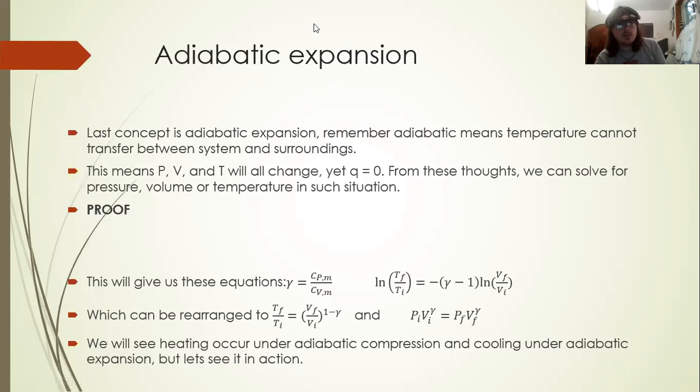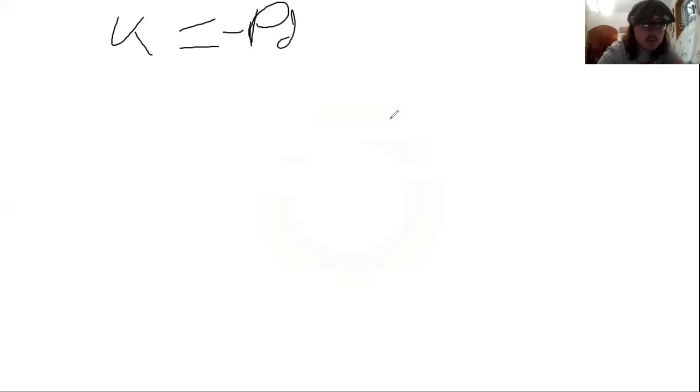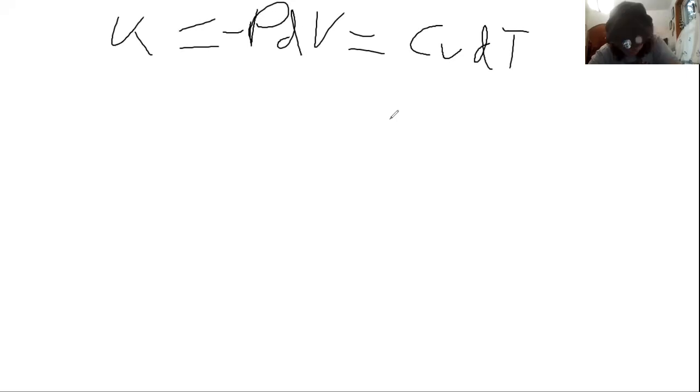So I'm going to jump to a proof real quick to get how we get here. So knowing that Q equals 0, internal energy will have to be just our work, so just equal to negative P delta V. But we also know that no matter what, even though heat flow is zero, internal energy also equals C sub V delta T.